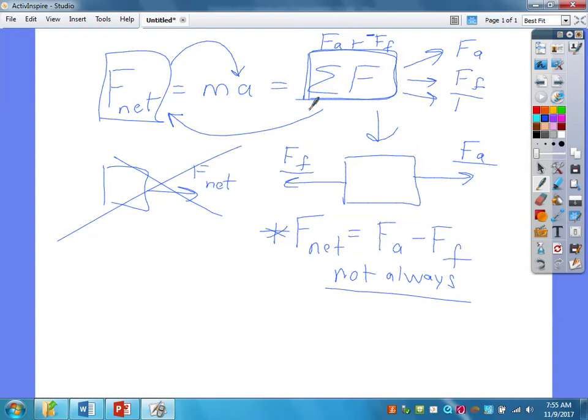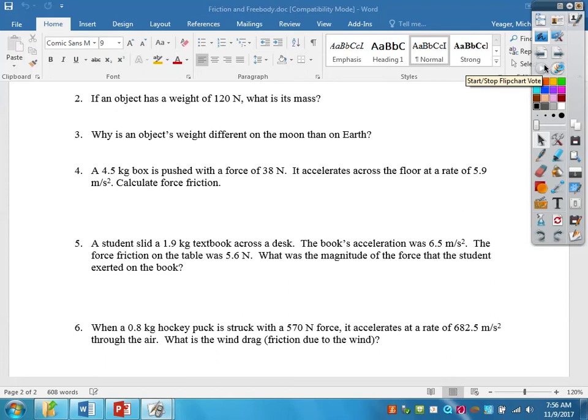So I'm going to do just a couple examples based on a worksheet. Okay. Based on this, I'm going to look at number 4 and number 5. Okay, number 4 and number 5.